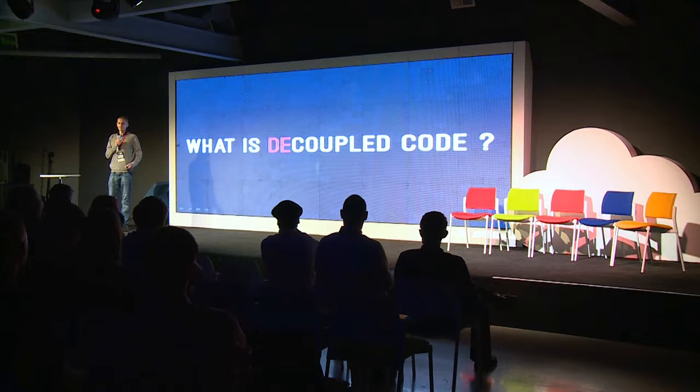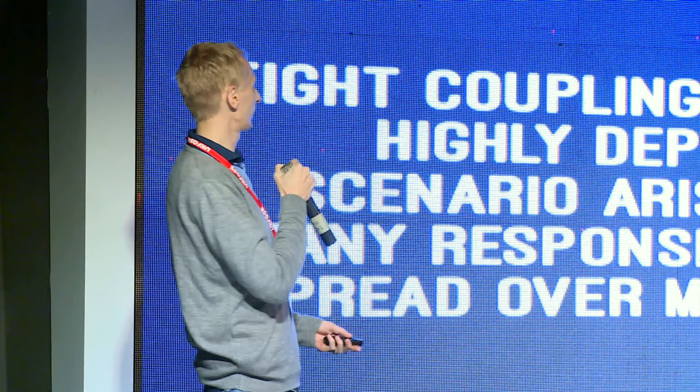So great. What's decoupled code that we hear about then? If we're trying to deconstruct, what does it mean to be coupled? Well, we talk about tight coupling, and the definition that Wikipedia gives is that tight coupling is where a group of classes are highly dependent on one another.